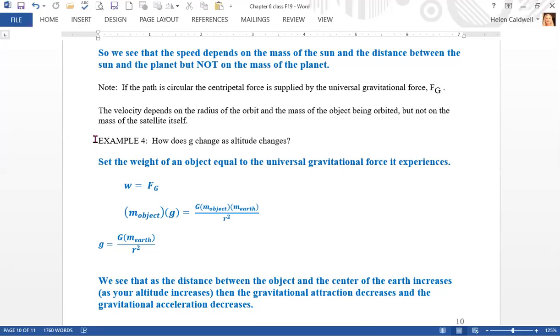Notice that the mass of the object cancels and little g is equal to big G times the mass of the Earth divided by r squared. So if big G is a constant and the mass of the Earth is a constant, the only thing that changes is r.